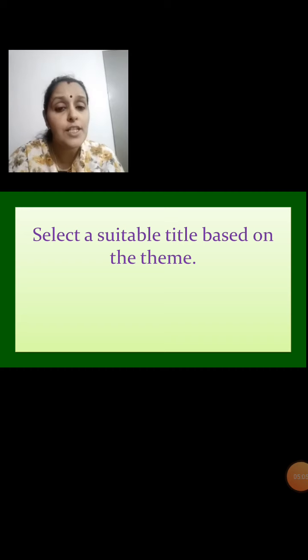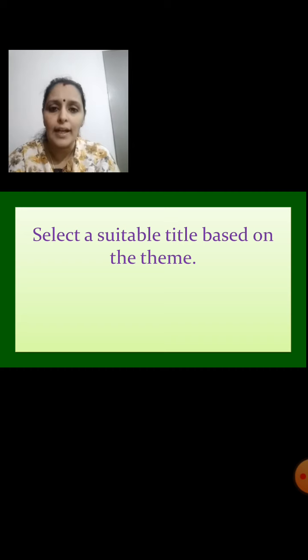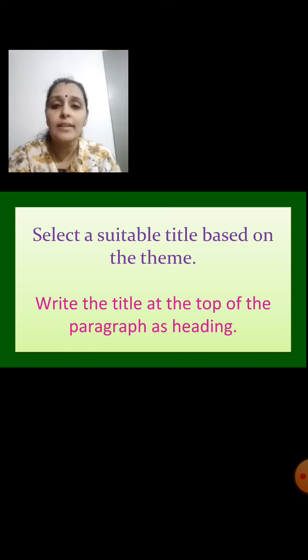Next is select a suitable title based on the theme. What is shown in the picture? Okay, imagine that and select a suitable title that you can give to the picture. And then write the title at the top of the paragraph as heading. On the top of the page, before you start writing the paragraph, you have to write the title as a heading. Okay.